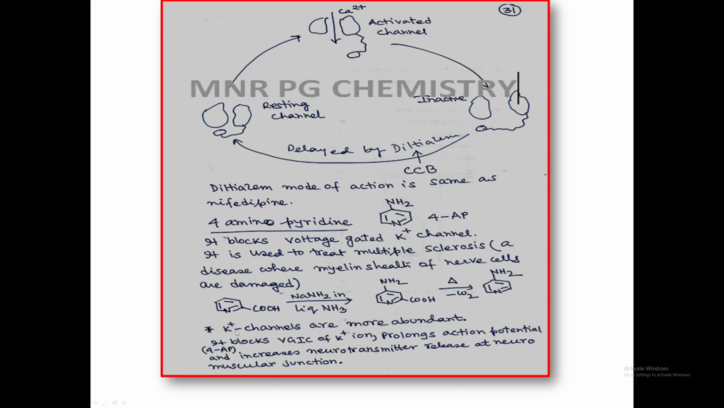In our body many potassium channels are there. 4-aminopyridine blocks the voltage gated ion channels of potassium ion, and prolongs the action potential and increases the neurotransmitter release at the neuromuscular junction. All these things we have discussed previously, that neurotransmitters are able to send the message through the synaptic gap.